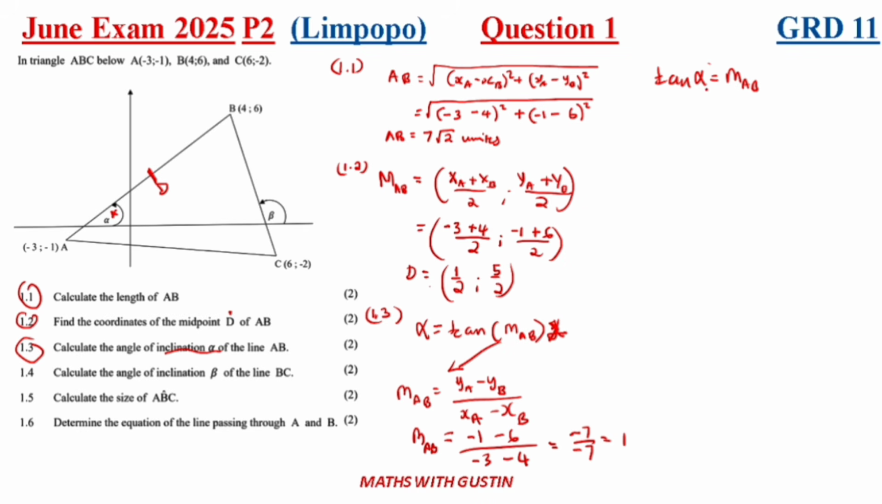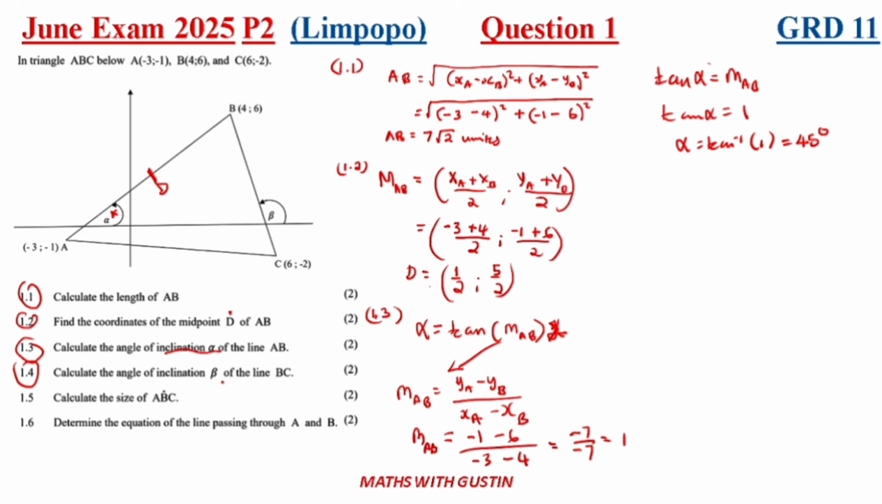So now we know the gradient on that side. So it's going to be tan alpha is equal to 1. Therefore you come into your calculator and say shift, second function, 1 should give us the answer, and the answer is equal to 45 degrees. Okay, so that is our angle right there. Great stuff. So moving right along to 1.4.